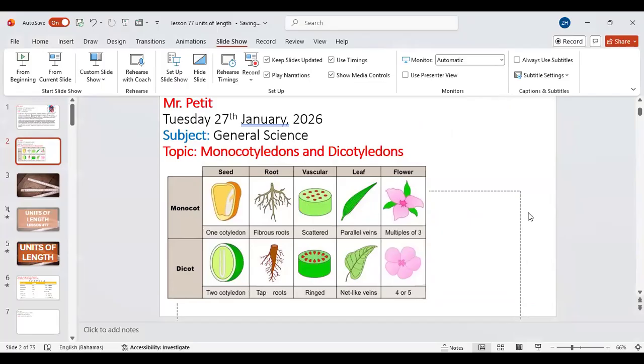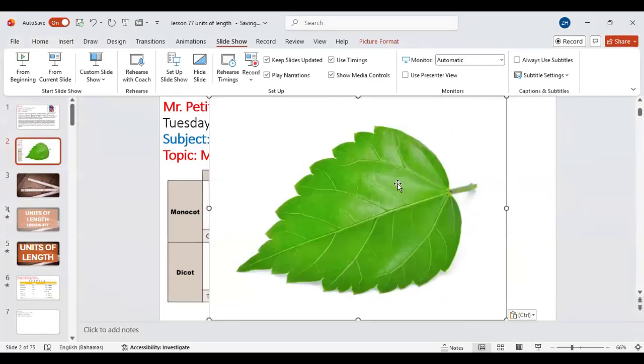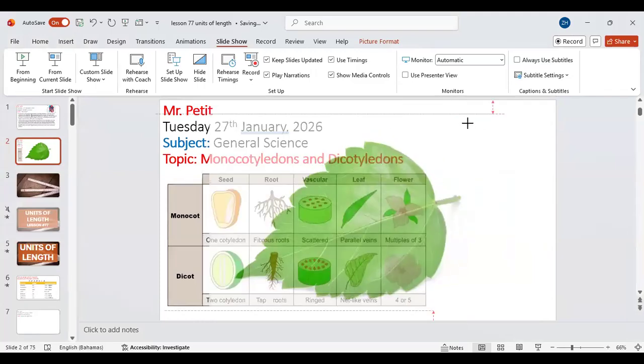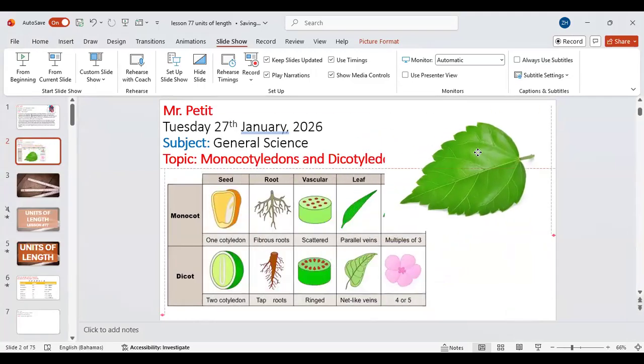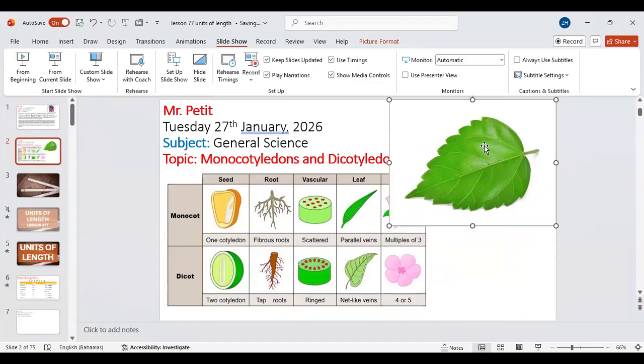Now, let me give you all another leaf. You're going to tell me monocot or dicot. Dicot. Why do you say dicot? Because of the veins. Net-like veins. Very good. So their leaves are broad and it's going to be net-like.